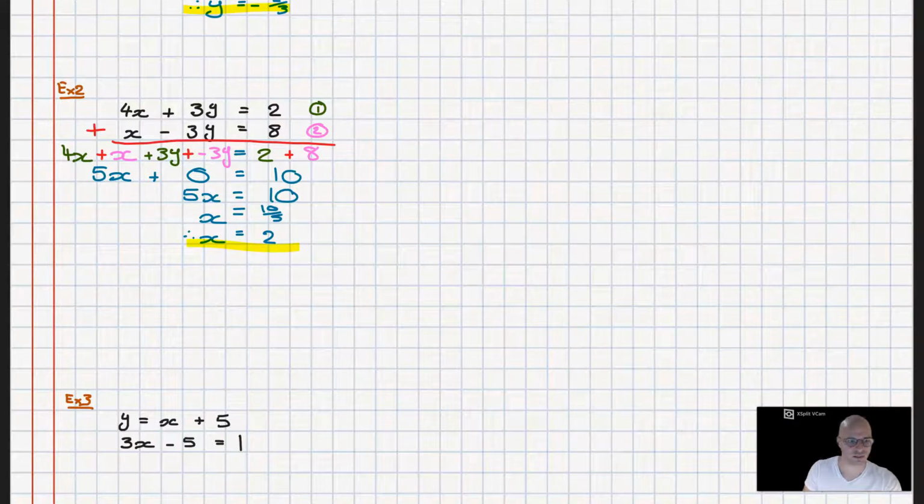Now we need to find the corresponding solution for y. So once again, we go for substitution.